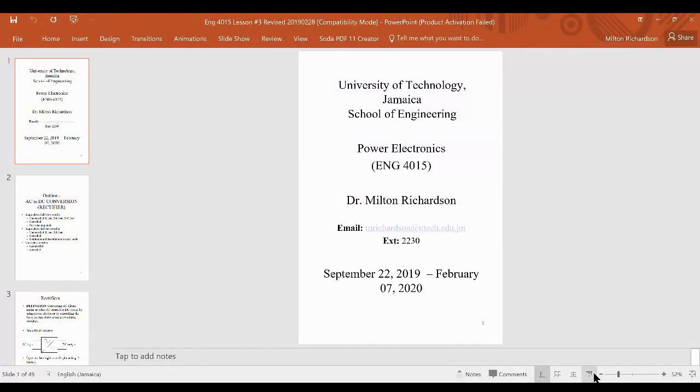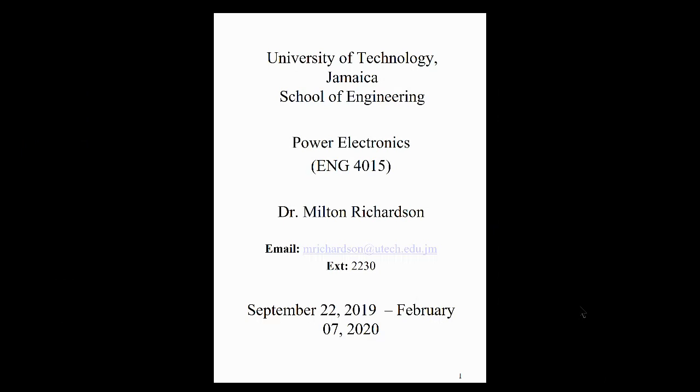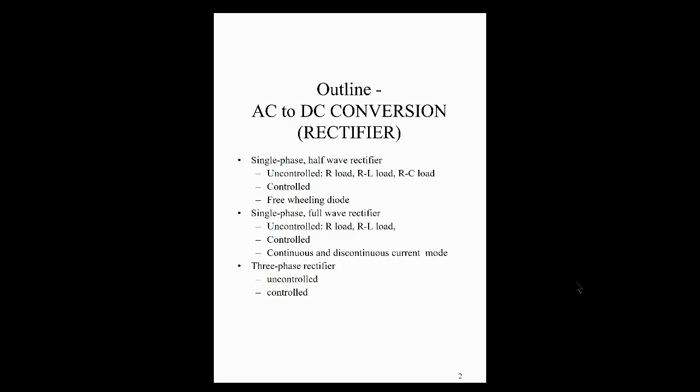All right, so we'll be moving on to another important aspect of power electronics, and we'll be looking at the AC/DC conversion. That's rectification.